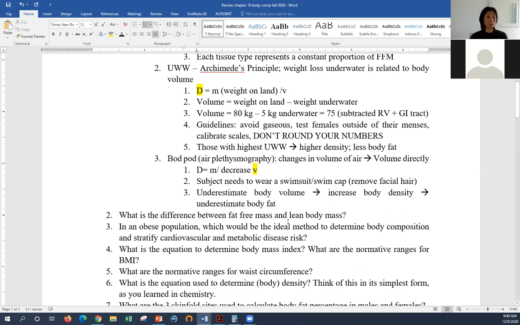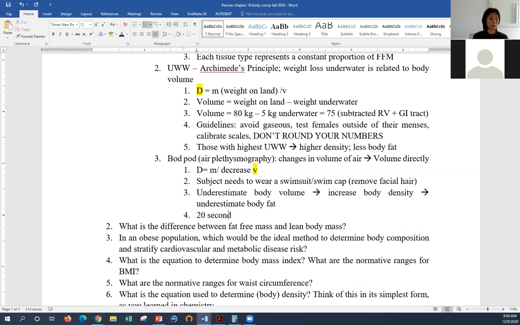So this is why it's important for the person to wear a swimsuit and swim cap. It's to reduce the amount of heat or warm air that's trapped between the outer layer of clothing and the skin surface. So the Bod Pod only takes about 20 seconds to complete. So it's an easier method than the underwater weighing.